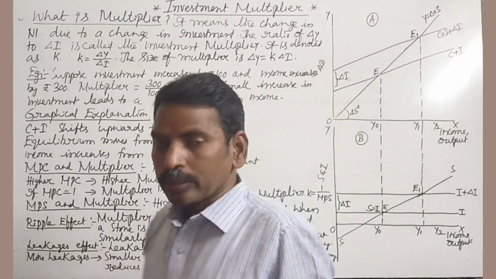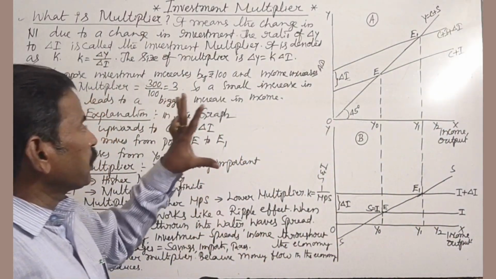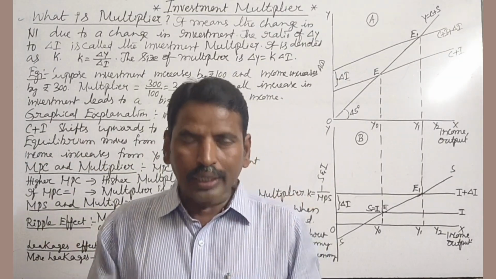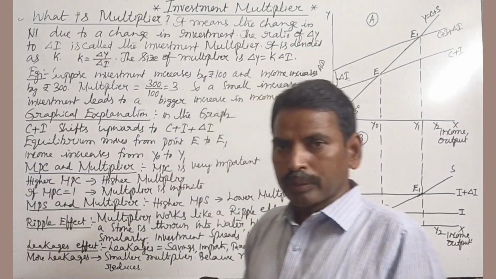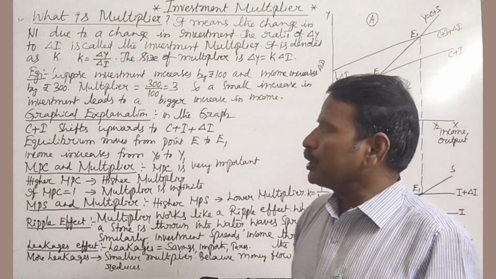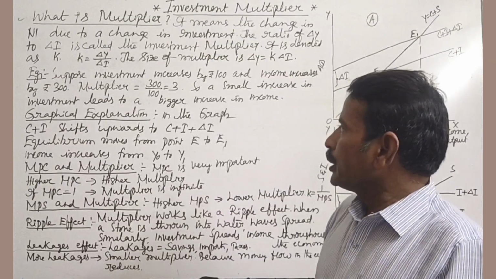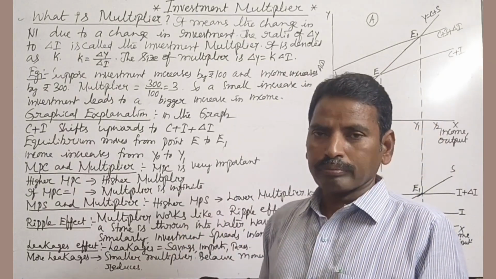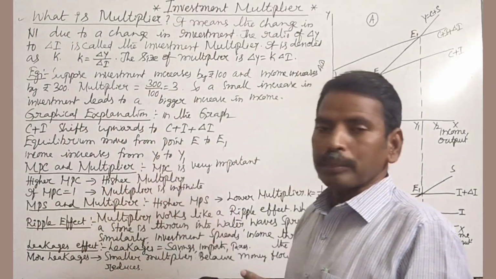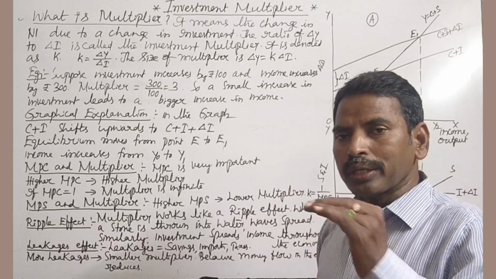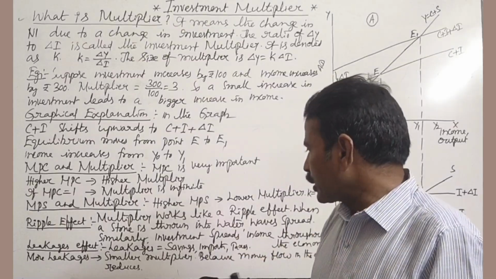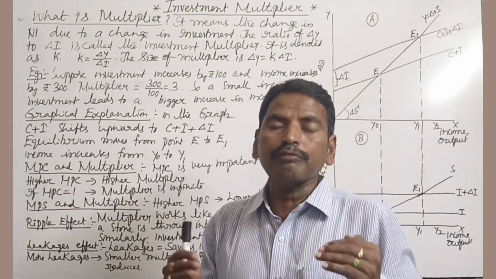So simply this is called the investment multiplier. We concluded that multiplier means a change in the national income due to a change in investment. There is a positive relation between MPC and multiplier. There is a negative relation between MPS and multiplier. And the multiplier works like a ripple effect of water.